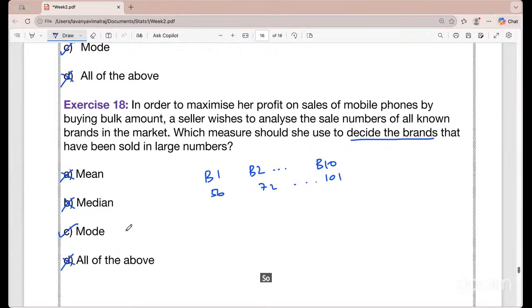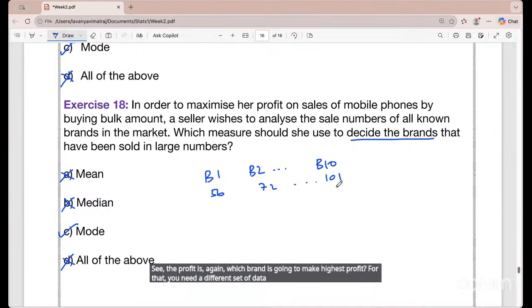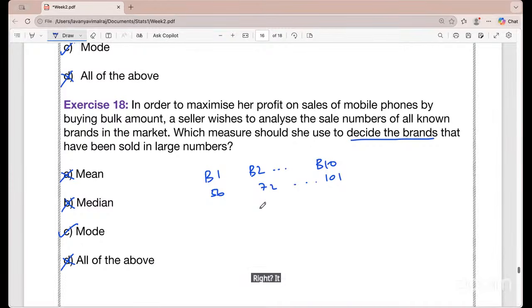If you want to talk about profit based on the numbers, which brand is going to make the highest profit? For that you need a different set of data, right? What is the price of each of those brands, and then what is the total profit it is making? If something has the highest rate, that does not mean it is making the highest profit, right? It also depends on the number of products sold in that specific brand.